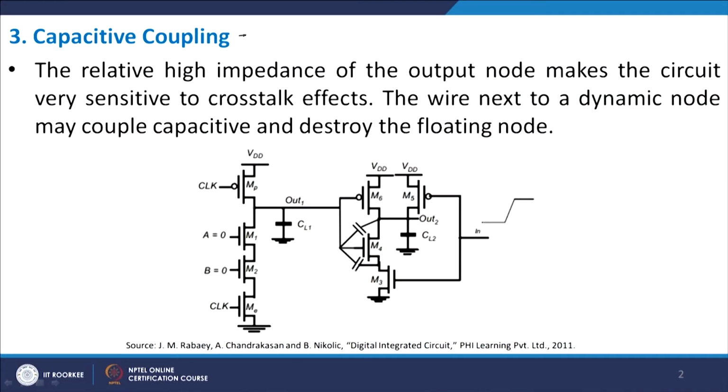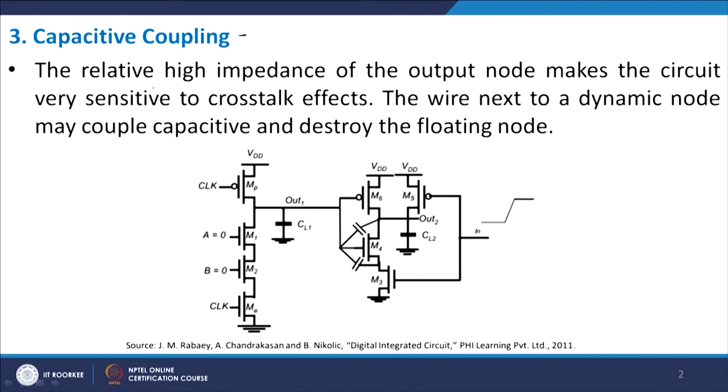The problem which we faced, as I discussed in the previous turn, is that the output node in static CMOS logic is either connected to VDD or to ground. It is never kept floating, whereas in this case, during the evaluation mode, your output node might be a floating node. It will not be a low impedance node, which makes it prone to a large amount of crosstalk noise. Therefore, the relatively high impedance of the output node makes the circuit very sensitive to crosstalk effects.